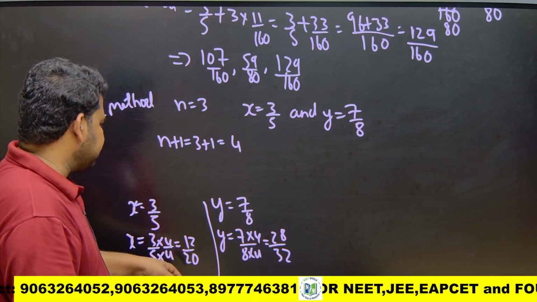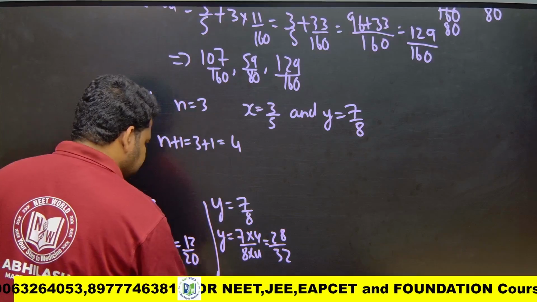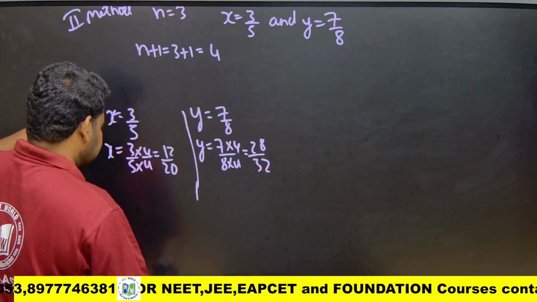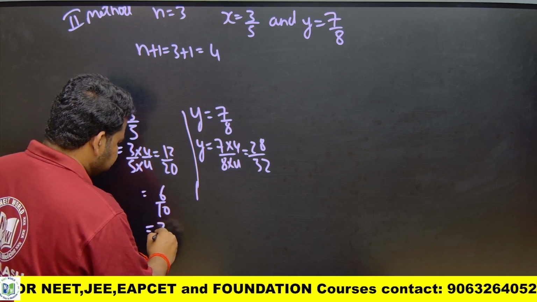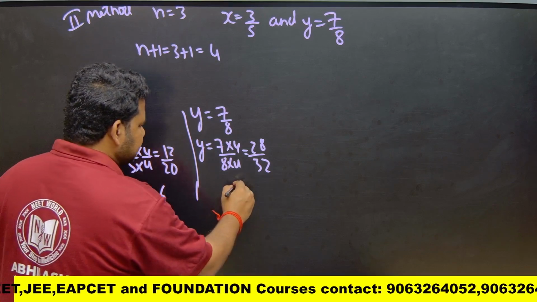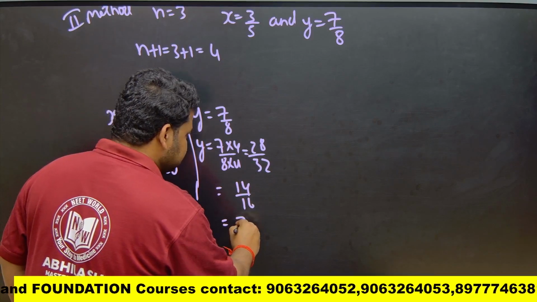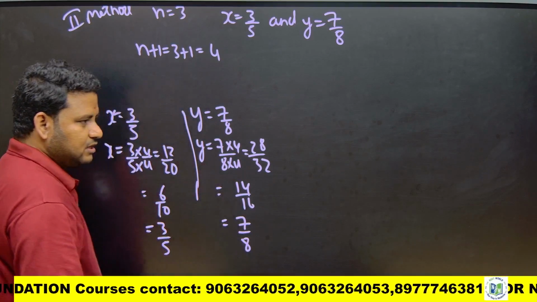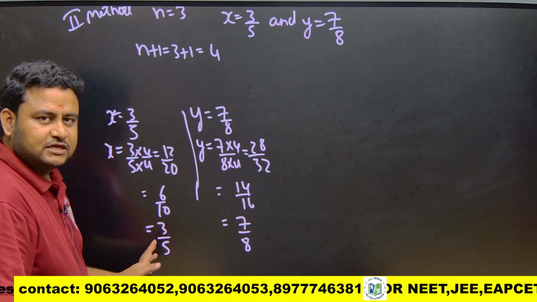Now 12 by 20 and 28 by 32. So further, can I simplify anything here? Let us see. This I can write as 2 6s are 12, 2 10s are 20, or I can write it as 2 3s are 6, 2 5s are 10. This will be 2 14s are 28, 2 16s are 32, or I can write it as 2 7s are 14, 2 8s are 16. Got it? Like this we can write it, 3 by 5 and 7 by 8.